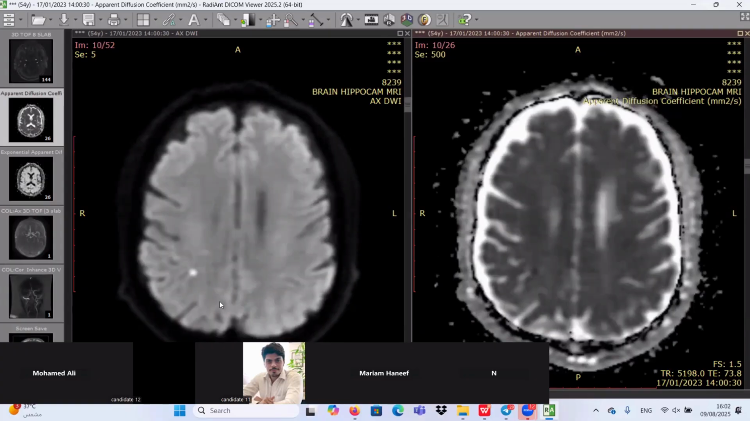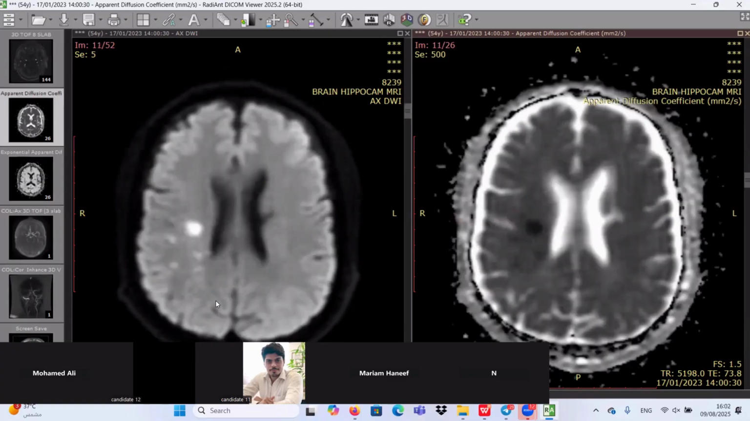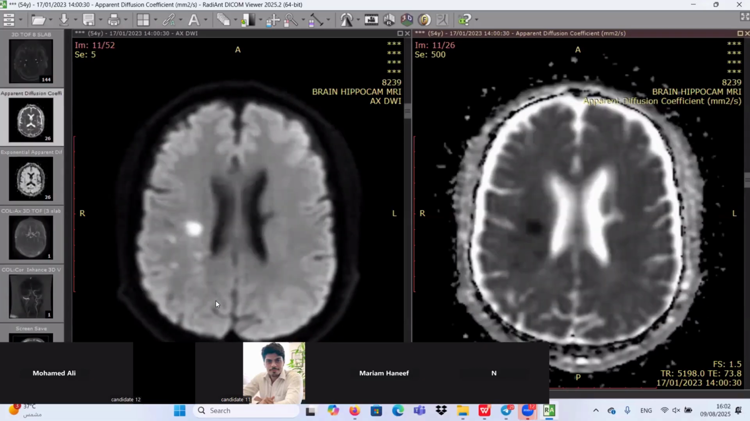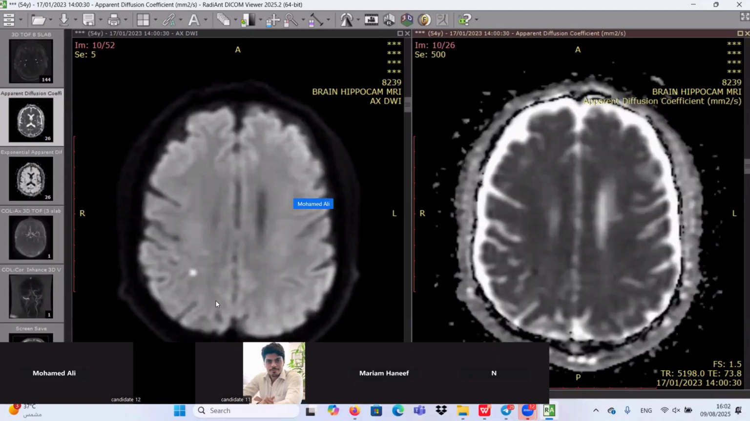What's your final diagnosis? As final diagnosis, actually all these are ischemic changes. It could be acute ischemic changes, acute small infarcts. And this one is considered as chronic infarct. Okay. Do you agree with me? Yes.